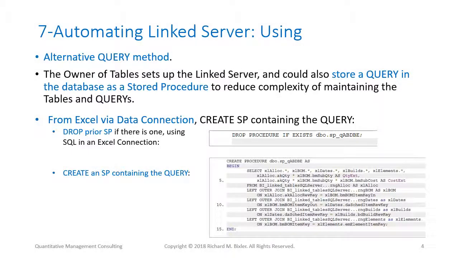The second connection creates the SP that will contain the SQL to query the linked server. Second listing shows SQL for this connection. Create procedure name as begin, query, end, semicolon, containing the SQL query. This creates the SP containing the data query.